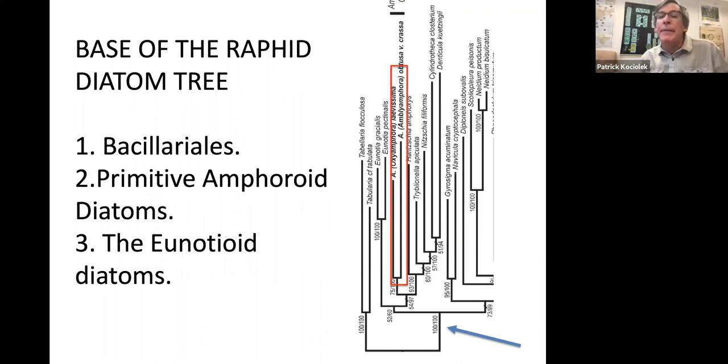And looking at Eunophora, and just what is going on at this part of the tree. Is Eunophora really part of the Eunotiales? Is it part of this group of amphoroid diatoms? And as I mentioned, it's amazing how little we know about Eunotioid diatoms, given how big the genus is.